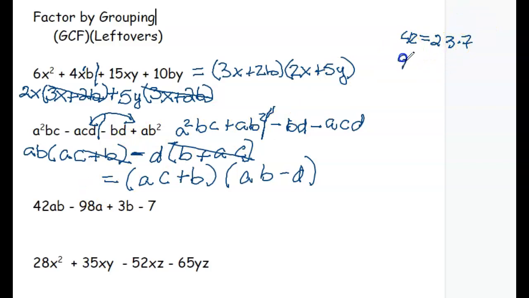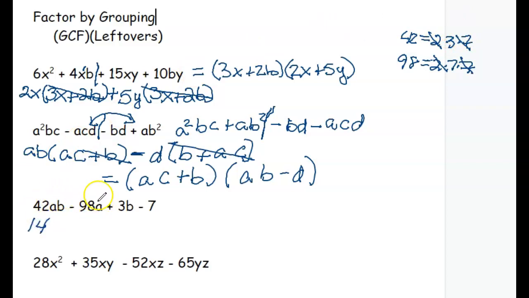98 is 2 times 49, and 49 is 7 times 7. Okay, here's how I figure out my greatest common factor. 2 and 7. 2 times 7 is what I'm going to factor out of these, which is 14.